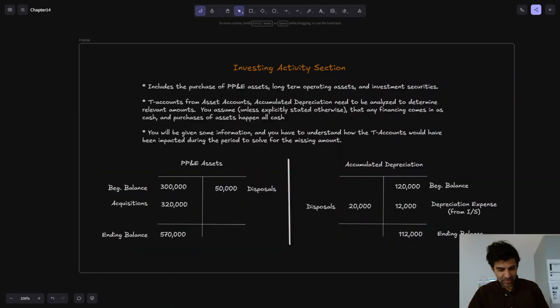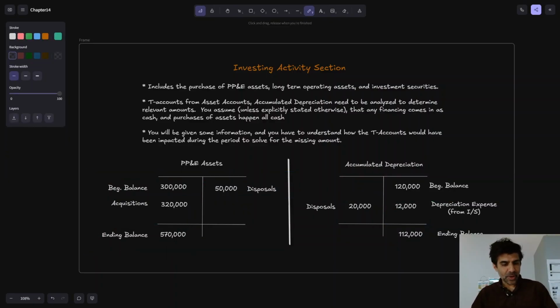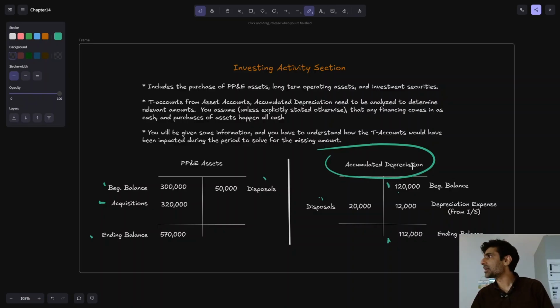But yeah, I would say just pay attention to this. You have beginning balance, ending balance. Acquisitions are obviously going to be a debit to plant assets. Disposals will be a credit. For accumulated depreciation, again, the disposals are going to be a debit. You're also going to have beginning and ending balance. These two will also appear on the balance sheet.